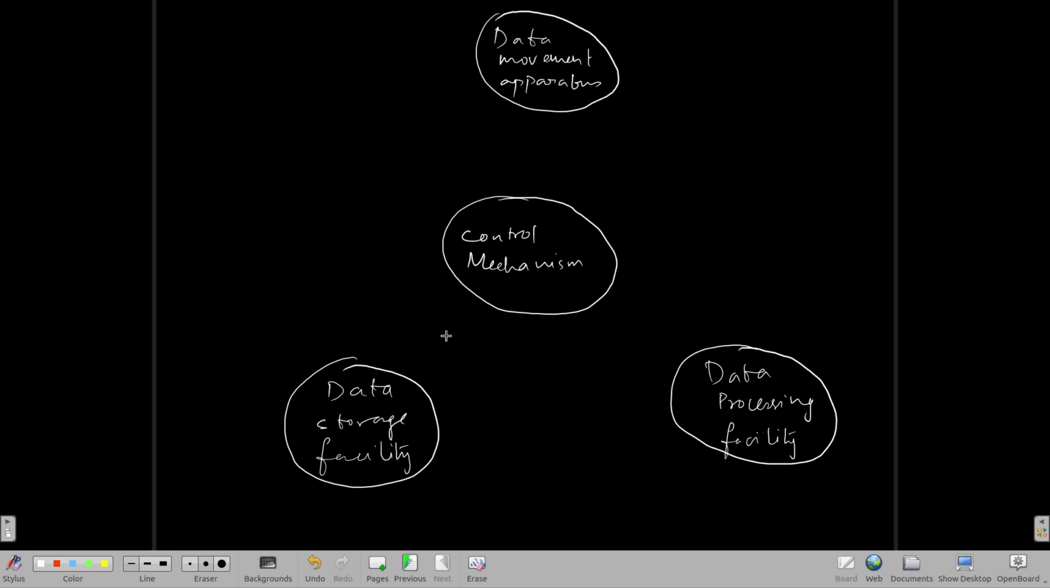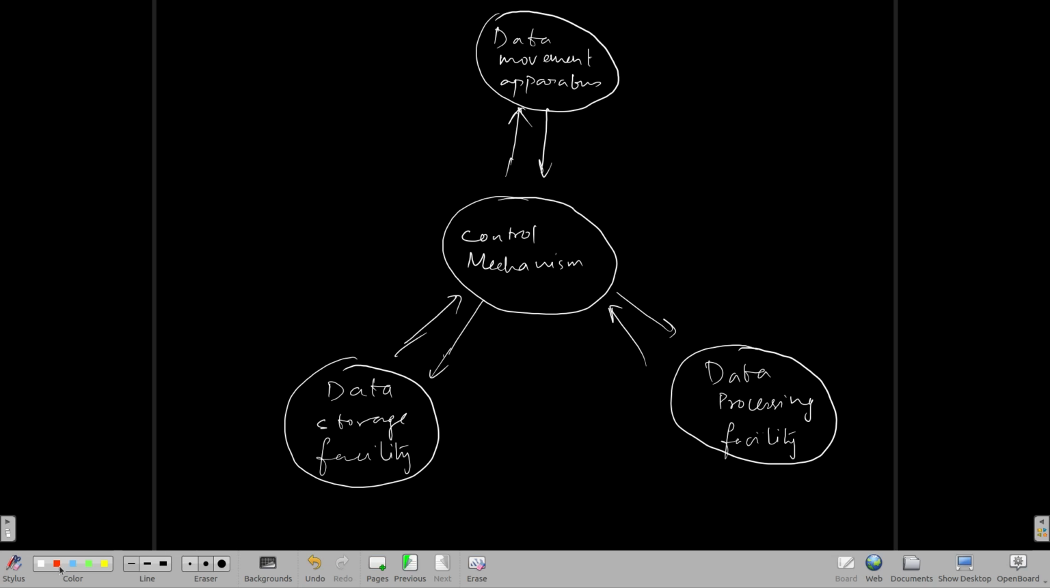Okay, so this control mechanism is constantly in communication with all 3 of these, right? That is the data movement apparatus, data storage, and data processing. All of these are in constant communication with the control mechanism, and it is by its name itself you can understand that control mechanism is the most central part, and it controls everything. It controls all of the 3 major functions or components.